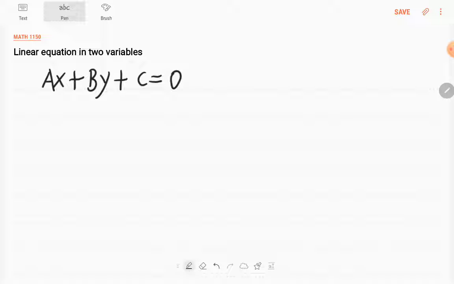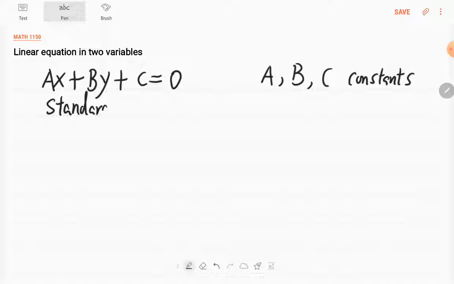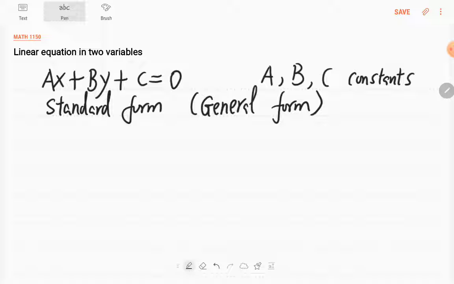Here a, b, c are constants. This is called the general form or the standard form of a linear equation. And in mathematics, this linear equation represents a straight line.